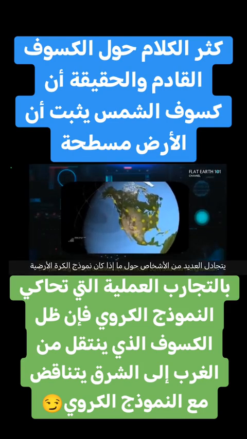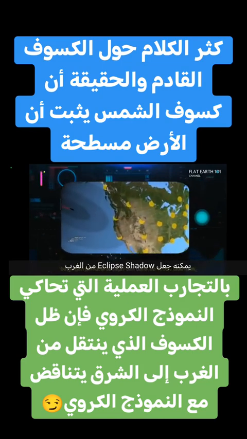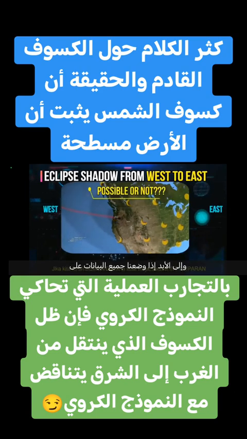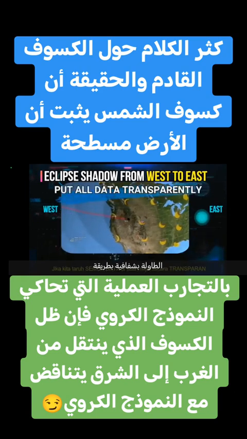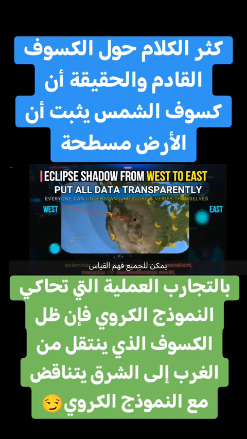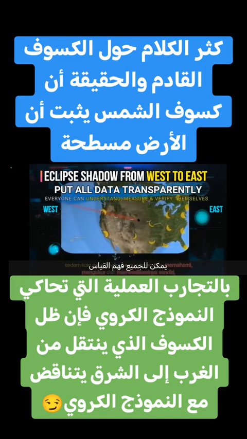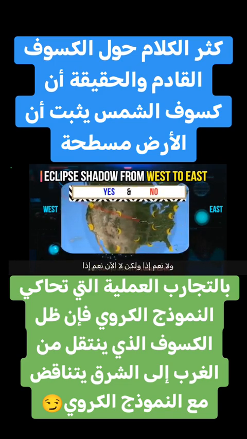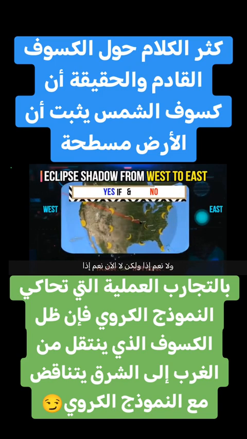Many people argue whether the globe model can make an eclipse shadow move from west to east or not. Let's make it clear once and for all. If we put all the data on the table transparently, in a way that everyone can understand, measure, and verify themselves, the answer is yes and no. Yes if, and but no.